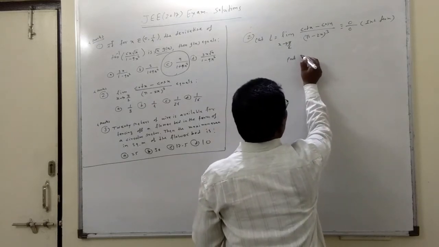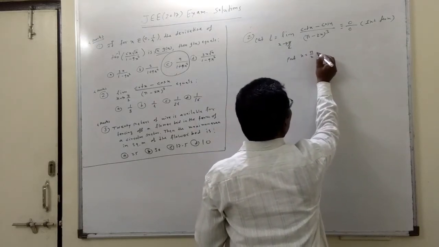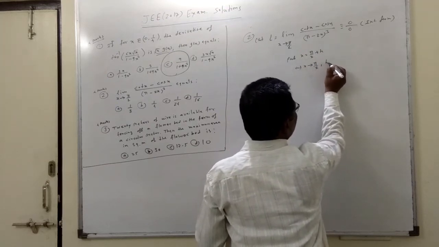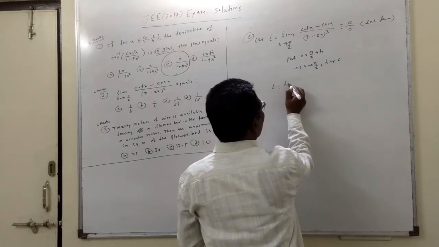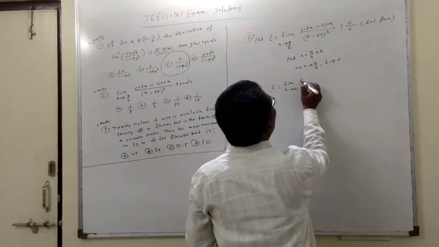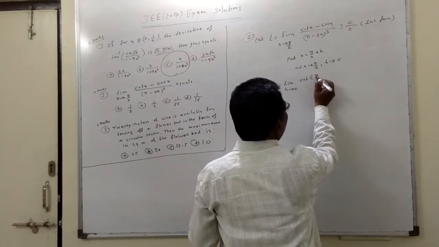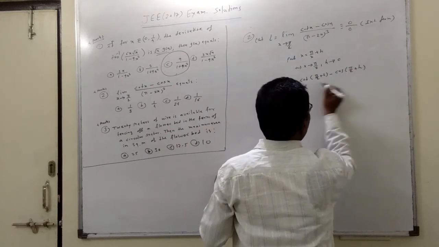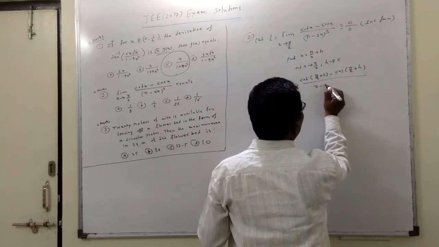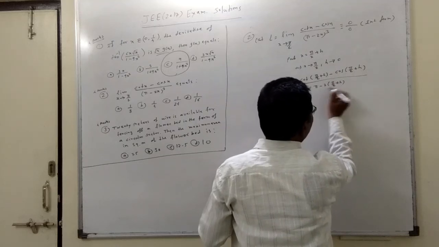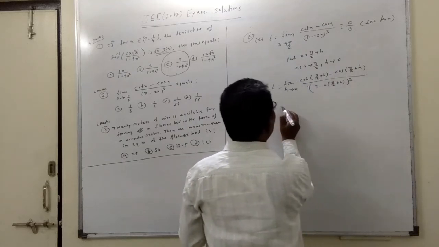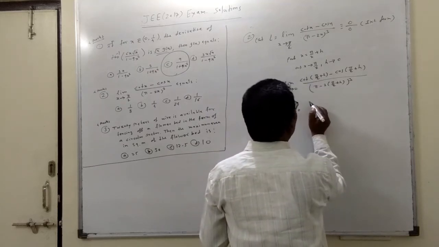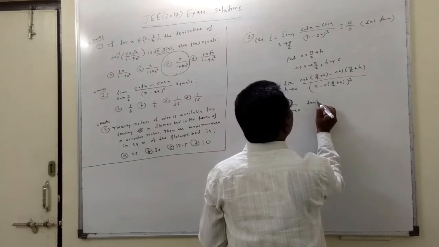So we put x is equal to pi by 2 plus h. As x tends to pi by 2, h tends to 0. So L is equal to the limit as h tends to 0 of cot of pi by 2 plus h minus cos of pi by 2 plus h divided by pi minus 2 times pi by 2 plus h, whole cube. So that is equal to, we can write this as limit h tends to 0. Now cot of pi by 2 plus h, we can write as tan h.